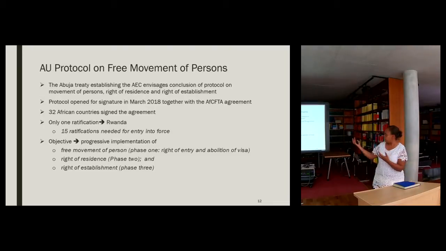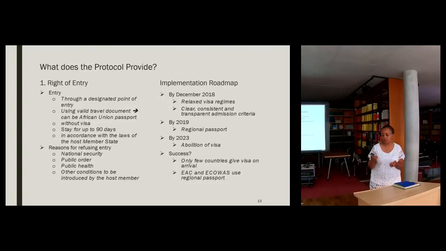When you look at the objectives of the protocol, it has the progressive implementation of different rights. Free movement of persons would be the first phase, right of entry and abolition of visa requirements to African travelers. The second phase would be right of residence, and the third phase would be right of establishment. So let's look at each. The protocol is a very brief document. It's not detailed. It does not have detailed rules.